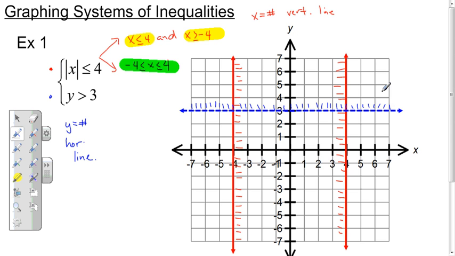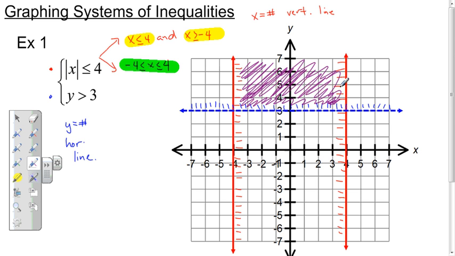Now we're just looking for where these shading indicators intersect, and we should be able to see, in fact, it's this area here. It is between the two red lines and above the blue line. So every ordered pair in this region is a solution to this AND statement. Again, it's the two statements working together. You could consider it three statements if you think of the first statement, the absolute value statement, as two statements.